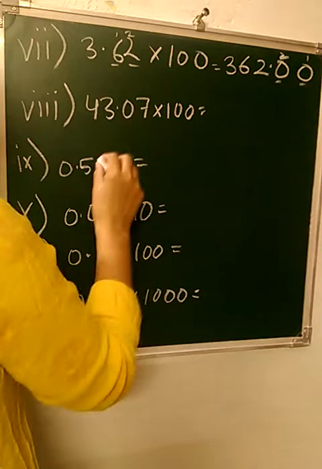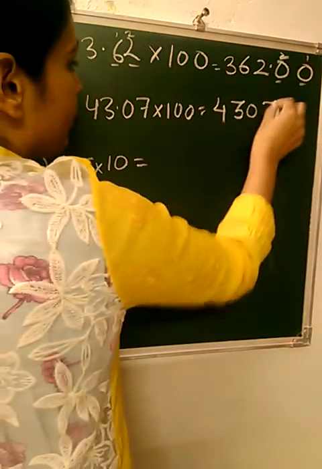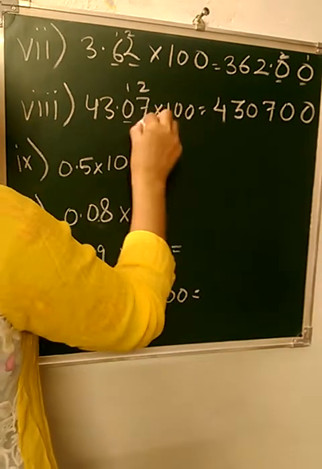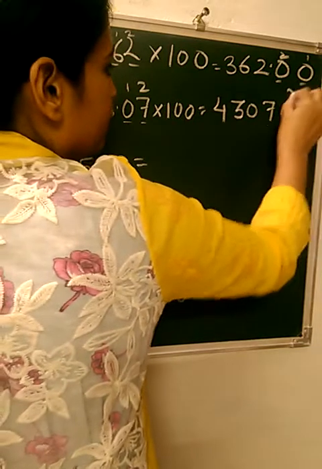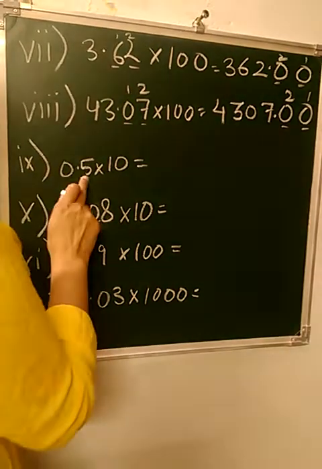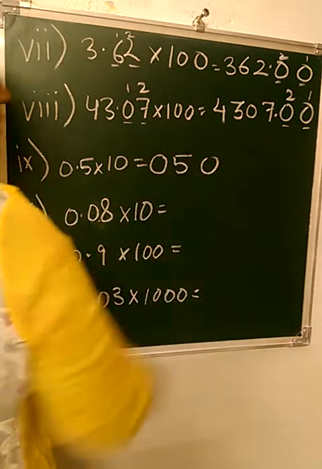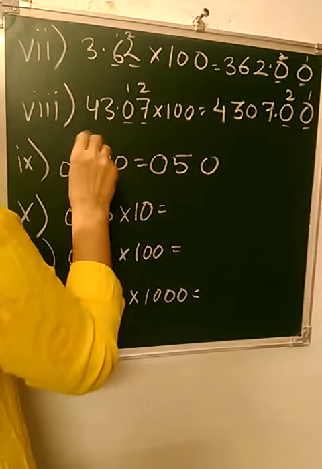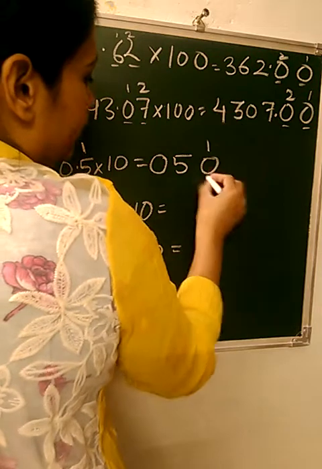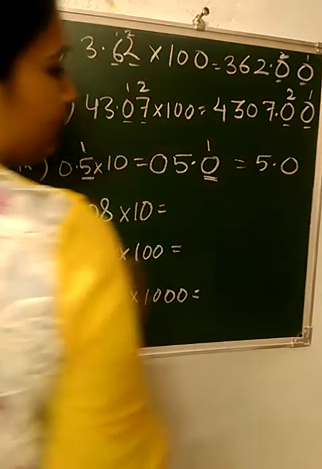Okay. Now here also 4307 multiplied by 100 will be 430700. Then we count the number of decimal places 1, 2. So here also 1, 2. Decimal will come here. Then 5 tens are 50 and a 0 is there, so we put that 0. Okay. Now count the decimal place. How many? 1. So here also 1. So decimal will come here, so it can be written as 5.0.